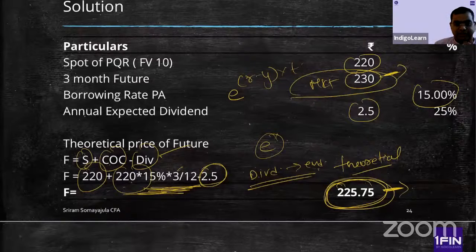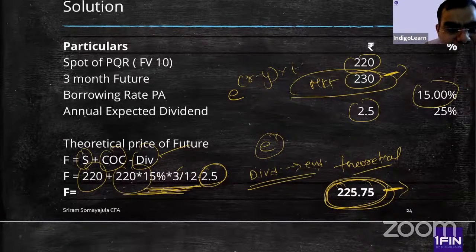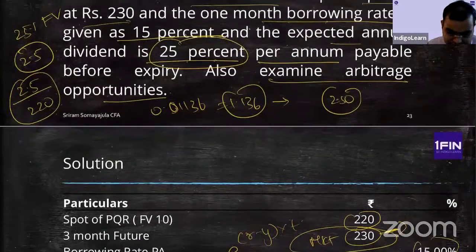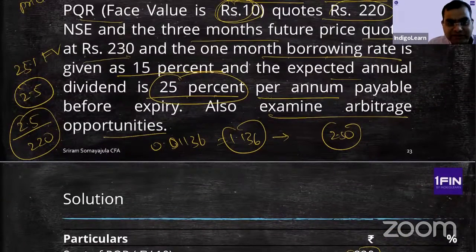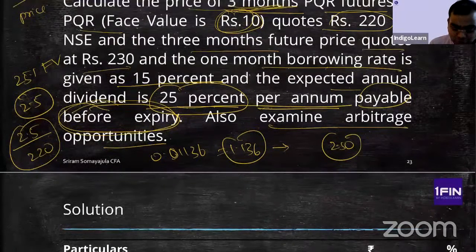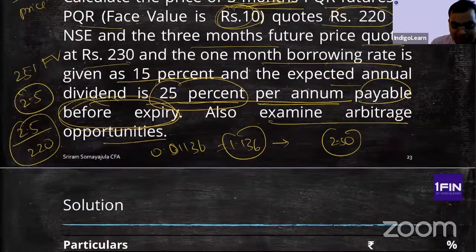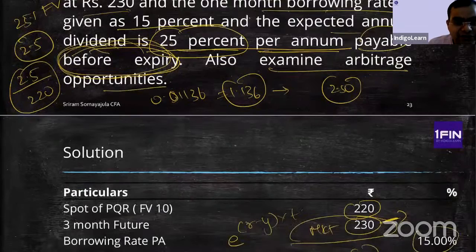So what are you supposed to do in this kind of situation? Somebody asked the first question: why is the dividend not for 3 months? Here they themselves have said 25% per annum payable before expiry. So in this particular problem, they are saying that this 2 rupees 50 paisa, whatever the dividend value is, is going to be paid in the next 3 months. That is why we are considering it like this. So I've answered your question, Rati Vigneshwari.